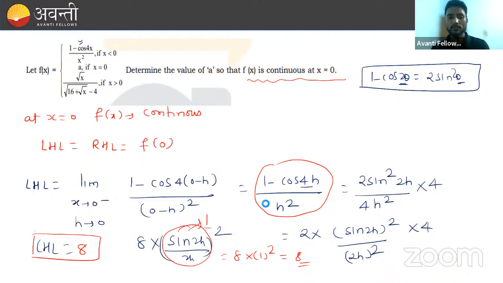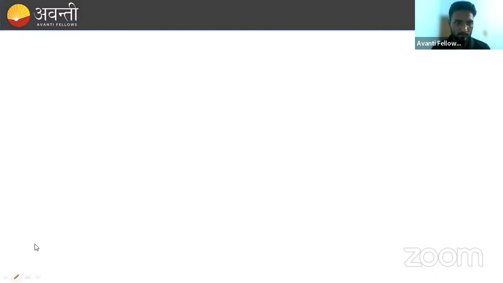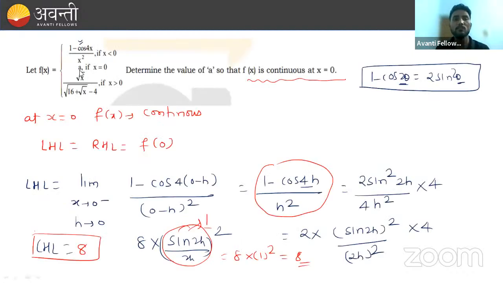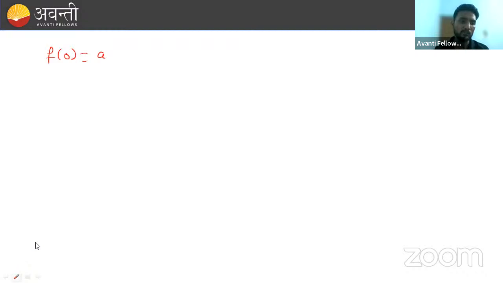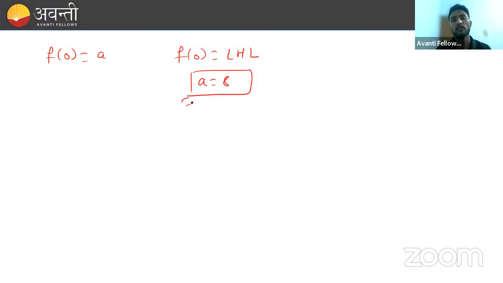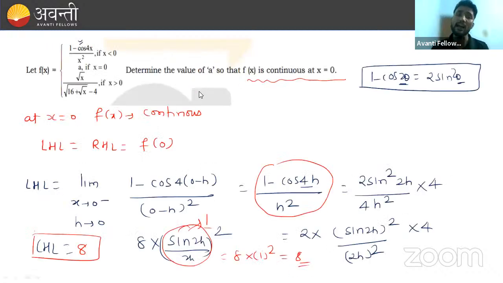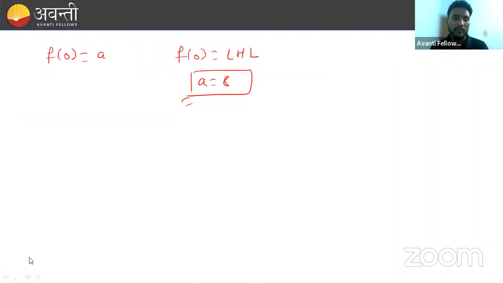Okay, and you know that f of 0 value is given as a only. Okay, you can see here also f of 0 is a only. So from here also, we have already got f of 0 is equals to LHL because it is continuous. So from here we can directly write a is equals to 8. Okay, so no need to find RHL because it is continuous. So definitely RHL will also be equal to 8. But for the verification, I am just finding RHL also, that it should be 8 or not.